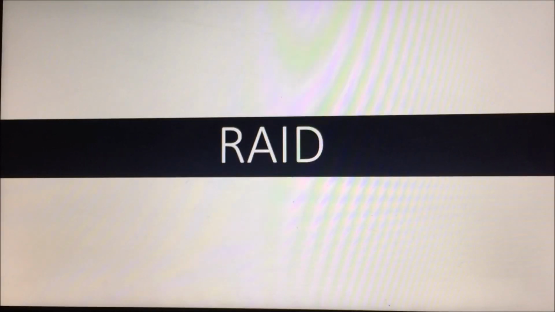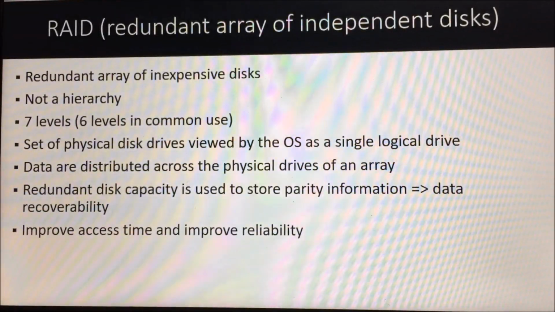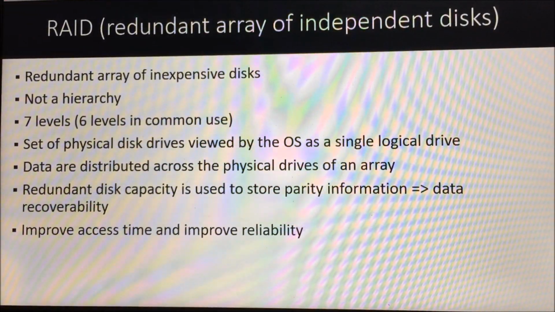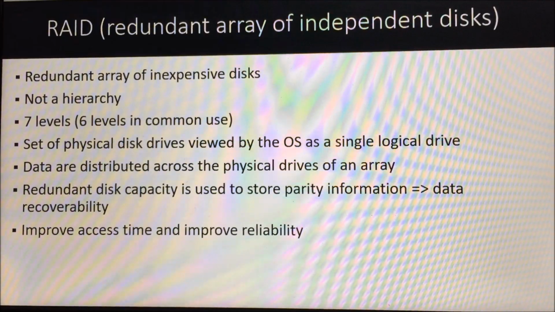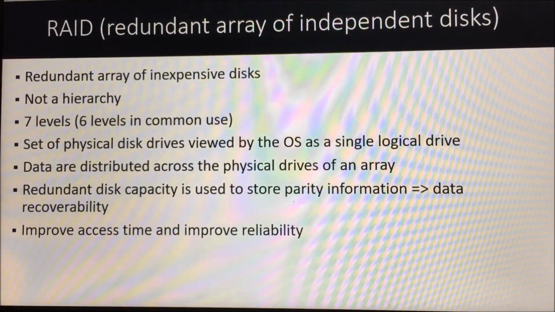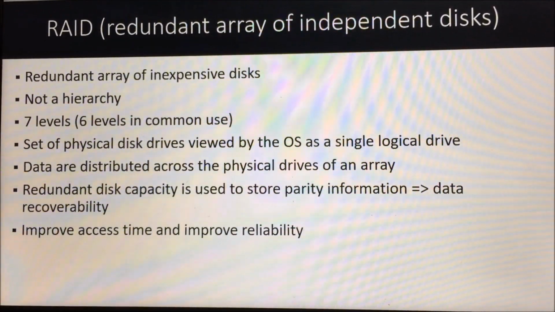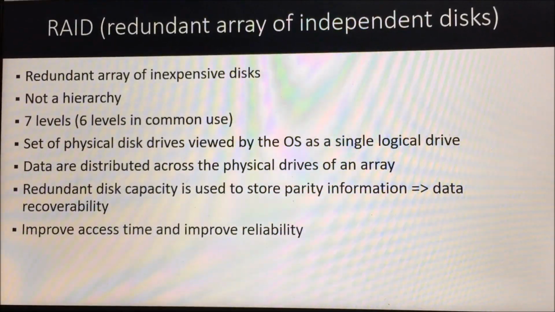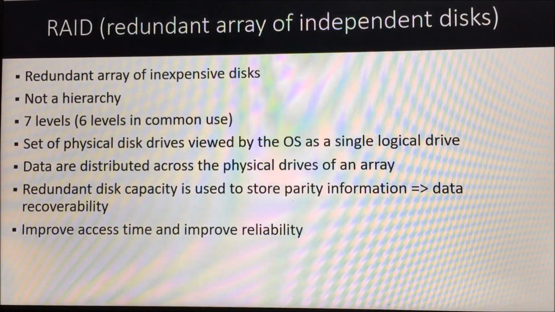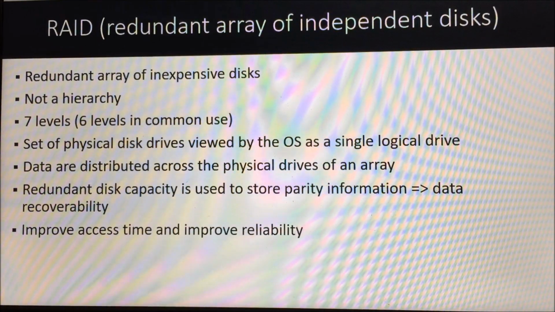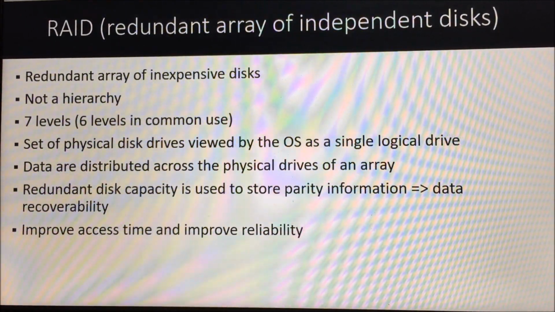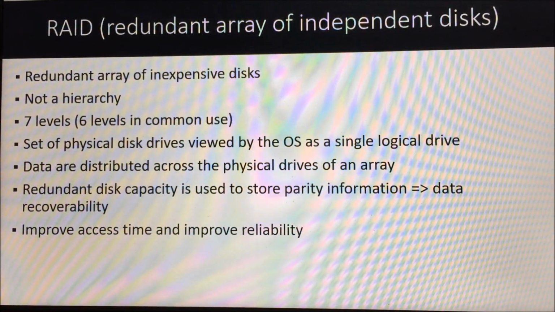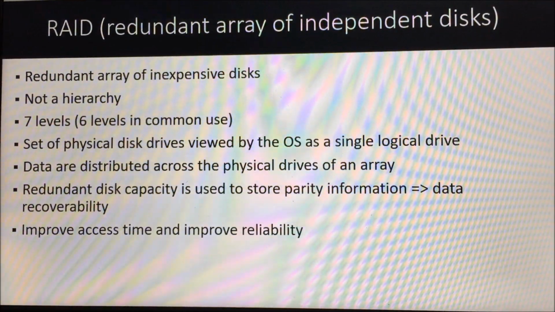In this video, we are going to learn about RAID. RAID is a redundant array of independent disks. Because of its property, it is also called inexpensive disks. Actually, there are 7 basic levels, out of which 6 levels are in common use.